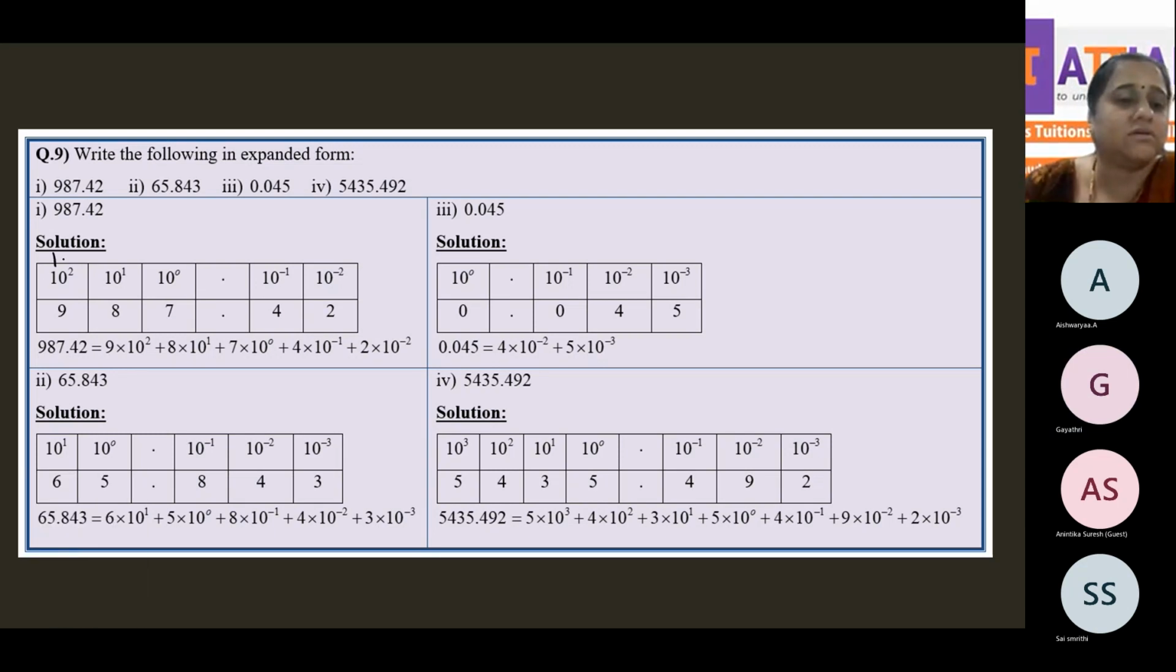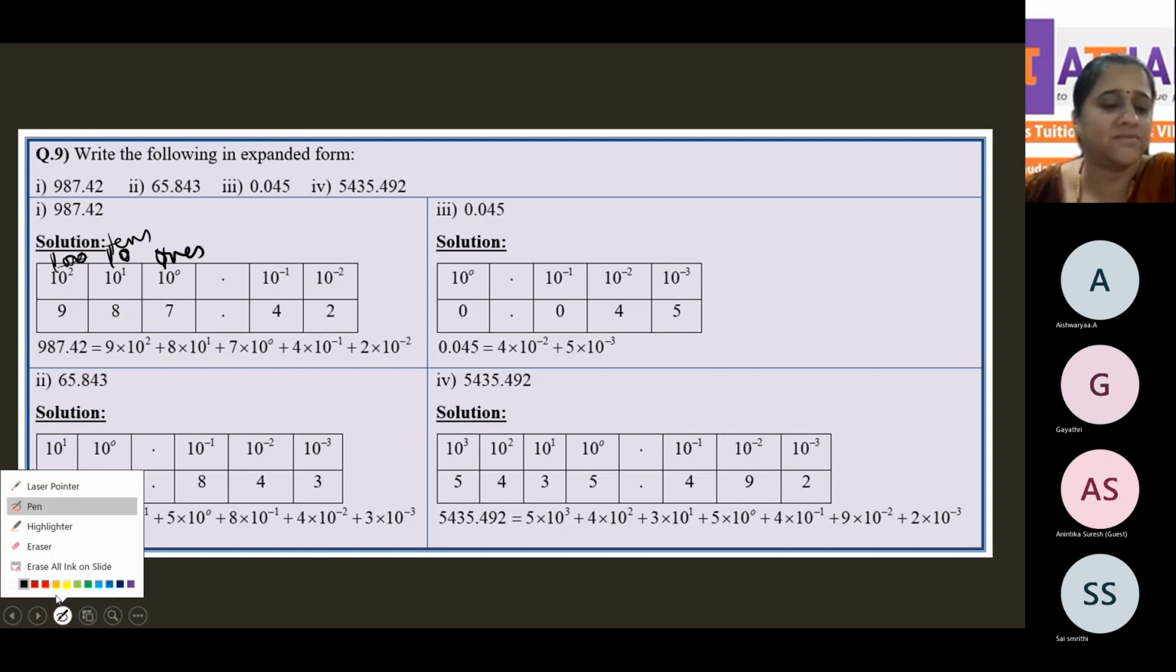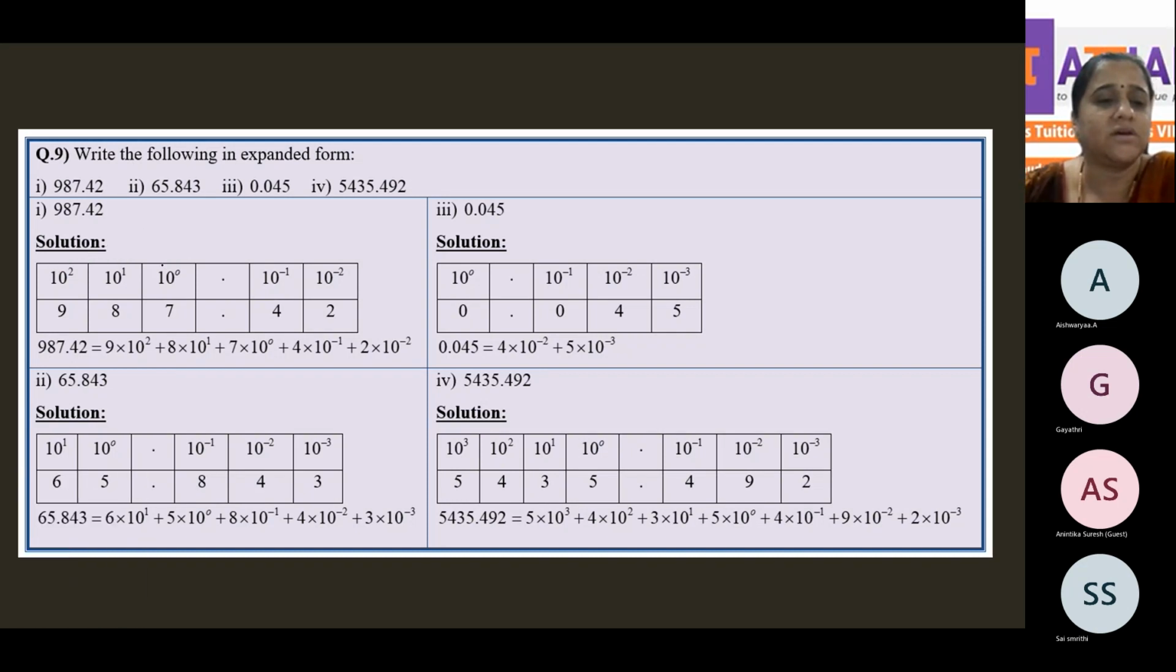This is hundreds, tens, ones. 10 to the power 0 is 1. Ones, tens, hundreds. We write in words, no? Ones, tens, hundreds. Same thing, using exponents. This is ones. 10 to the power 0 is 1. This is tens. 10 to the power 1 is 10. Hundreds. 10 square is 100.